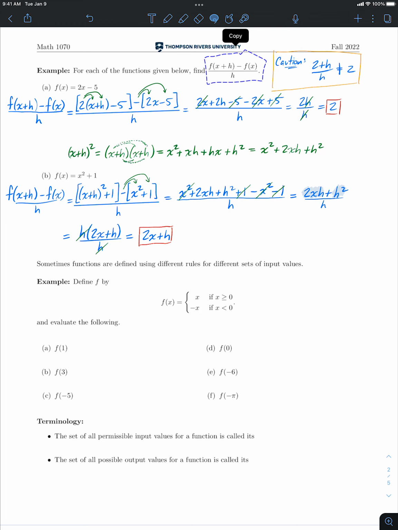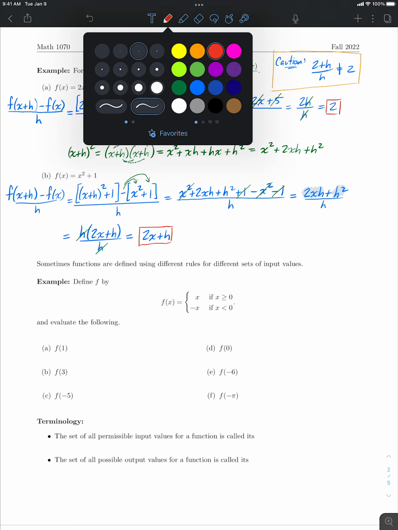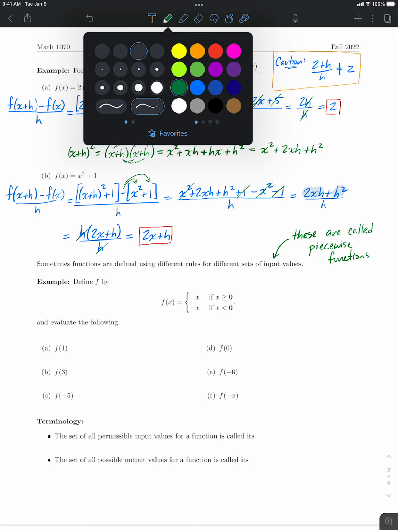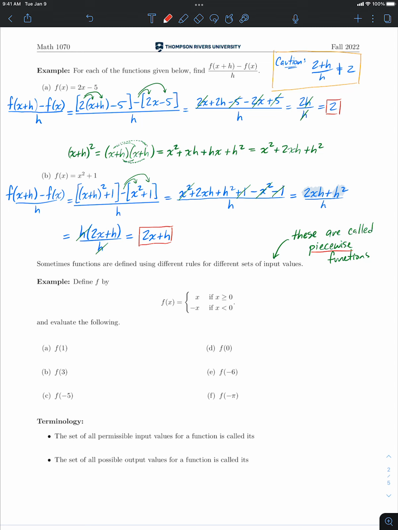Okay, so the next comment you see here says sometimes functions are defined using different rules for different sets of input values. This is a special type of function, which is called a piecewise function. So let's add a comment. These functions, the ones that are defined in this way, are called piecewise functions. And they're still functions just as much as any other function. They just sometimes take a little bit more time to write down and express. Okay, so let's look at an example.